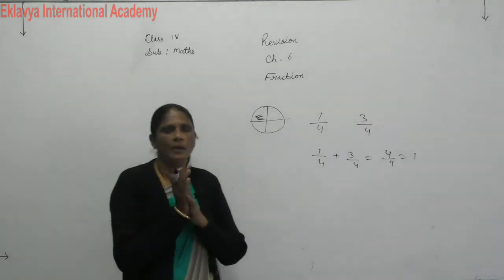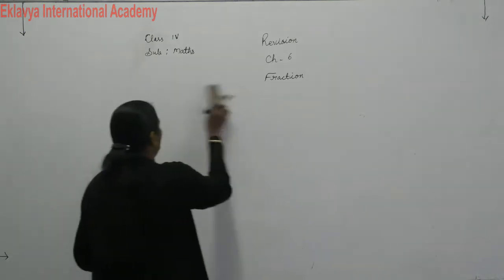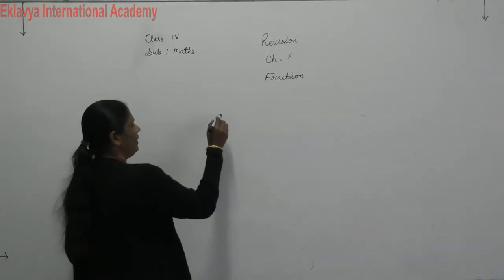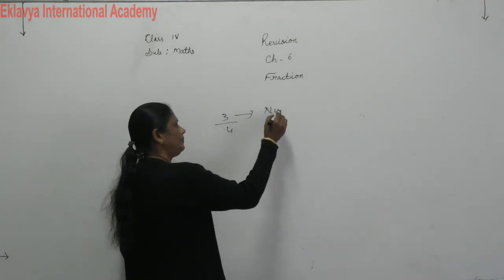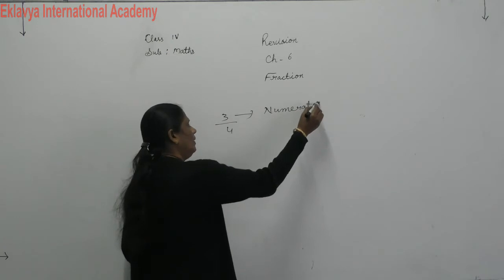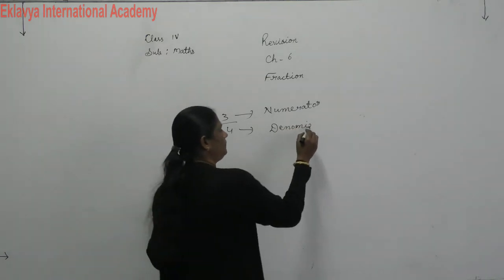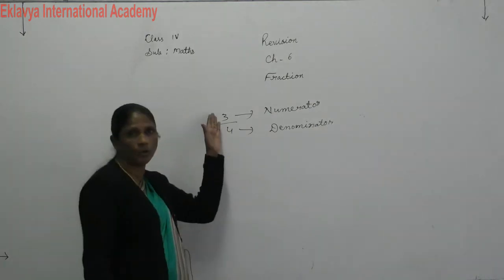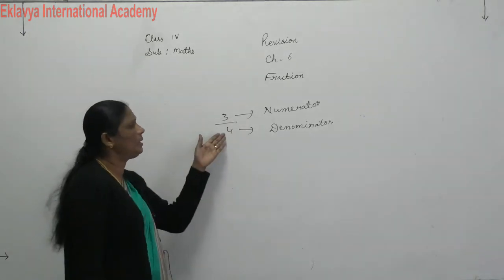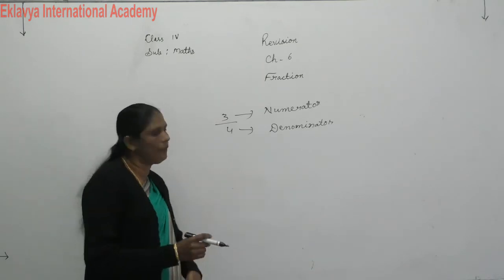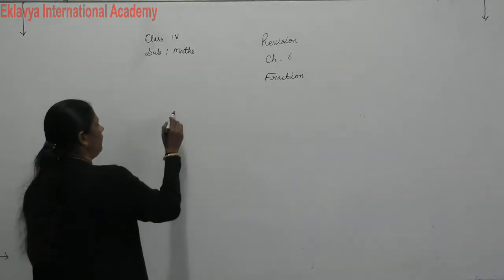Then first we study equivalent fractions. Write: the number above the line is called the numerator, and the number below the line is called the denominator.